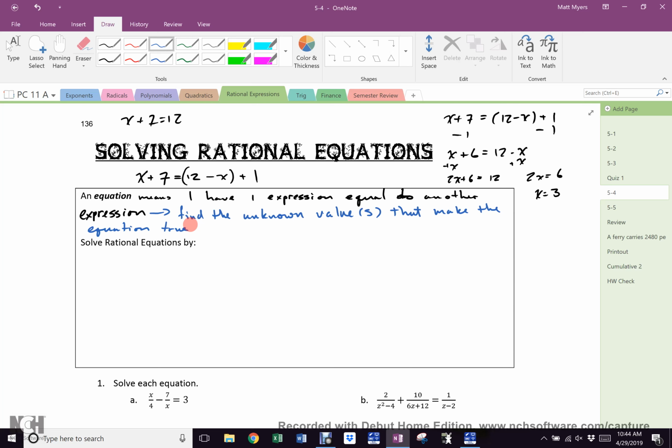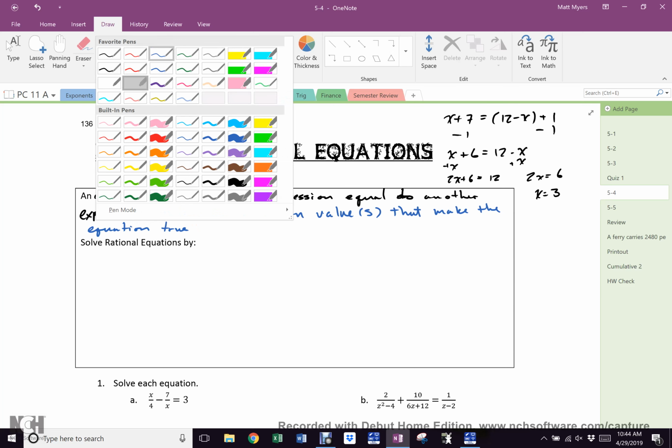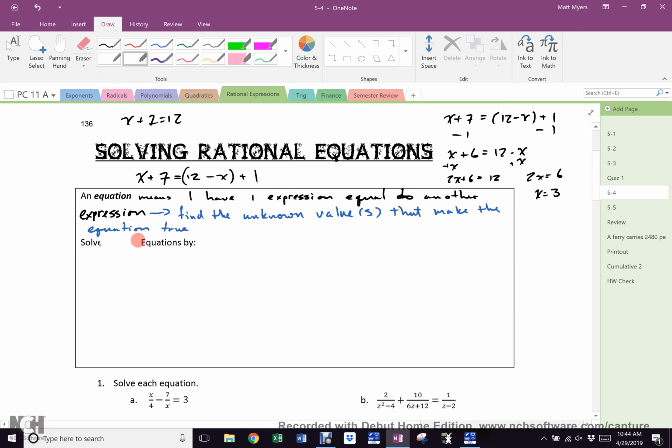So, gentlemen and ladies, if this wasn't here, what would you say are the instructions to solving an equation? What would you do? You just did it. Tell me what you do to solve an equation. You isolate the variable, yes? By eliminating everything else, right?